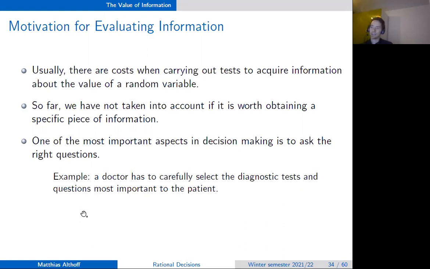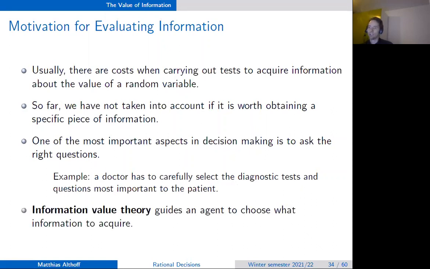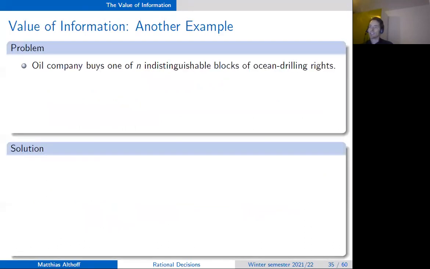So here's another medical example. A doctor has to carefully select the diagnostic tests and questions most important to the patient. So this is an important thing to do. And of course, information value theory guides an agent to choose what information to acquire. All right. So let's start with an example. And we're using this oil drilling example from the book.